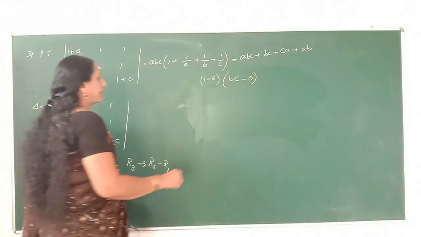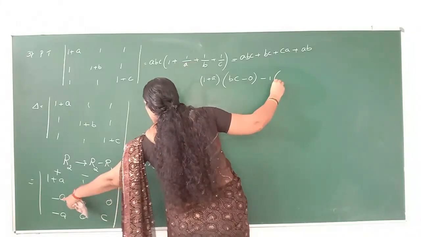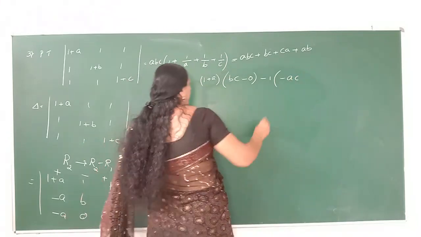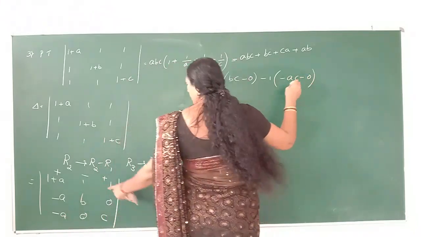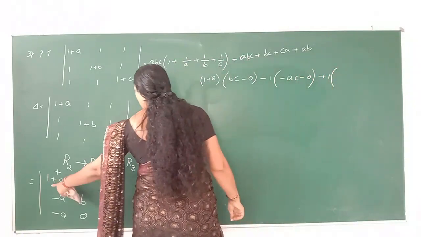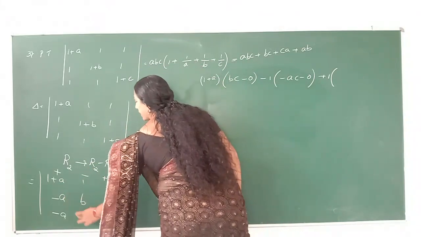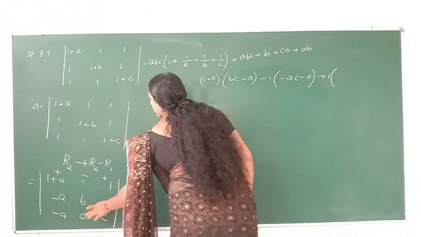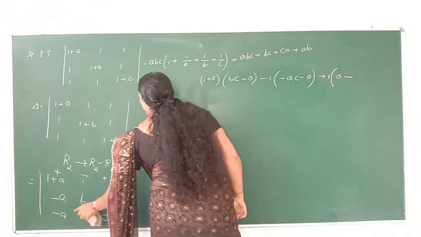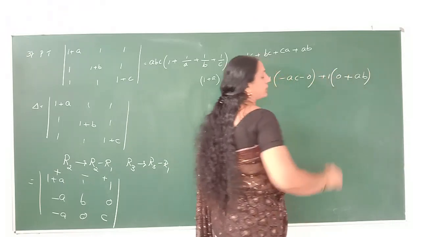These elements get neglected and the remaining elements are minus A into C, and the right diagonal will be 0. Then the third element is 1. So 1 is an element of the first row, third column. These get neglected and the remaining get cross multiplied. Minus A into 0 is 0. Right diagonal is minus A into B. Minus into minus is plus A into B.